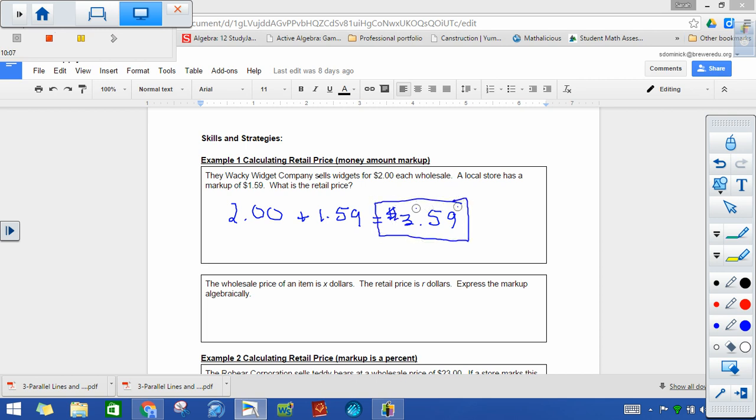Okay? To kind of recap what we just did, we took the wholesale price, we added the markup, and we got retail. Why I did that is because that's going to help us down here. They're starting to ask abstractly. They're not giving you numbers, they're asking you to do it algebraically. So the wholesale price of an item is X dollars. Well, up here we took the wholesale price and we added the markup to it. So let's see what happens. The wholesale price is X dollars, so I'm going to write that down. That's my wholesale price. The retail price is R dollars. Well, we did this and we got retail.